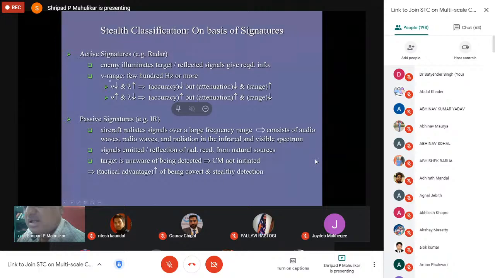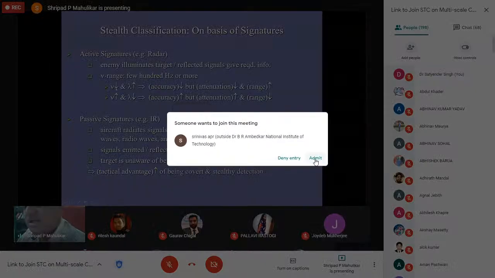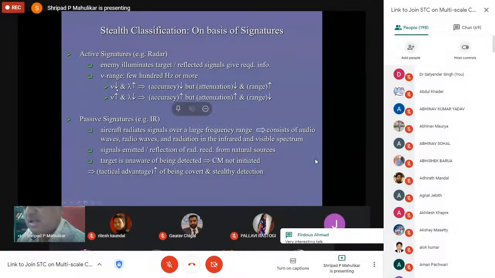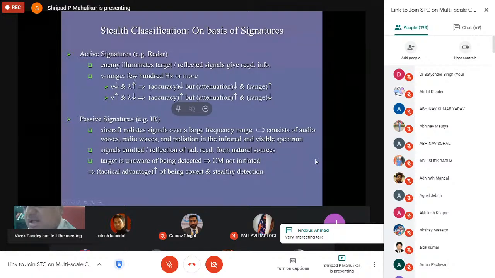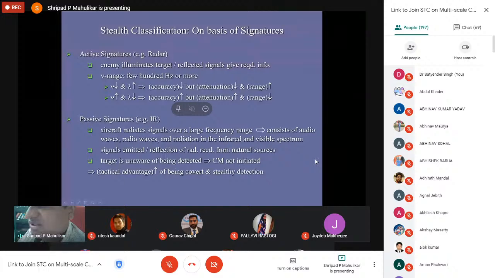Now, radars can be classified based on their frequency. Low frequency means high wavelength. If wavelength is large, accuracy comes down, but attenuation in the atmosphere is less, and that is how we get higher range. It is just the other way around if the frequency is large: wavelength is short, accuracy is high, but the atmospheric attenuation is large and the range comes down.